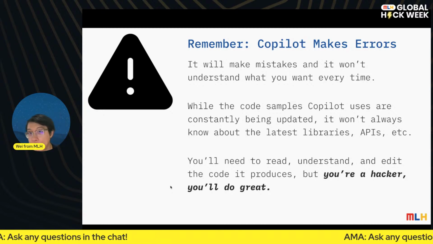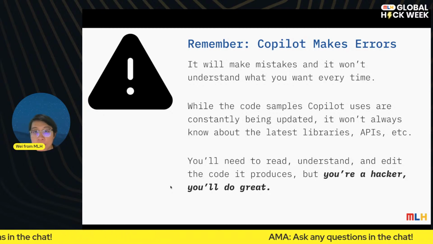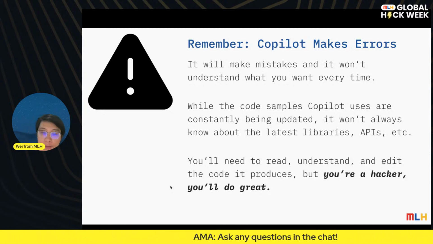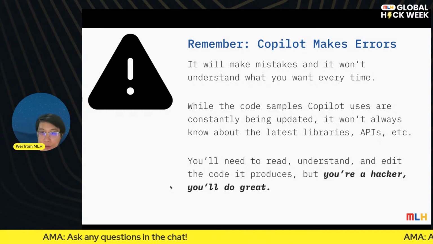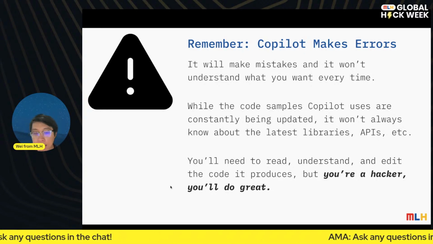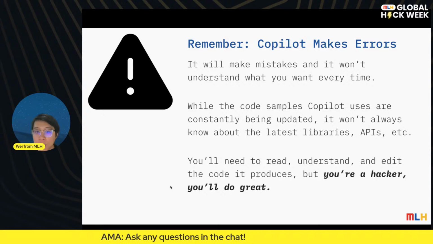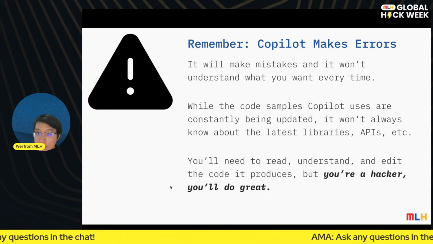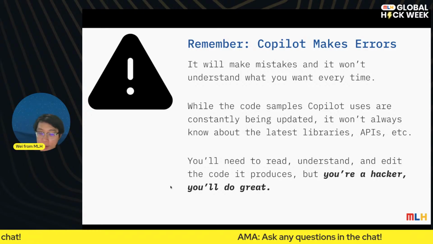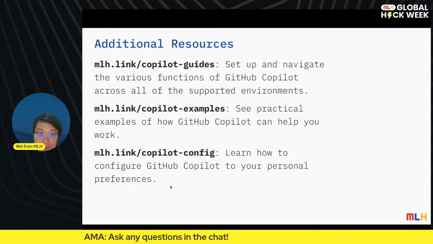But as I mentioned previously, you do have to remember Copilot makes errors. Any of these AI coding tools will make errors. They won't always do what you want, what you expect, and they can introduce bugs. So make sure while you're coding with these tools, you are double checking. You are the pilot. Copilot listens to you, but you're ultimately responsible for Copilot's work.